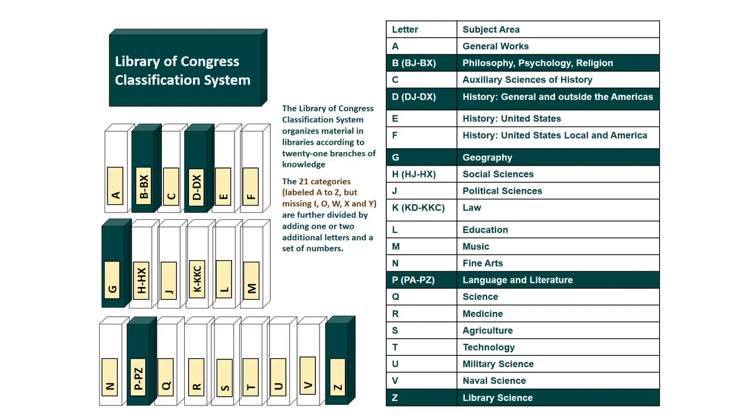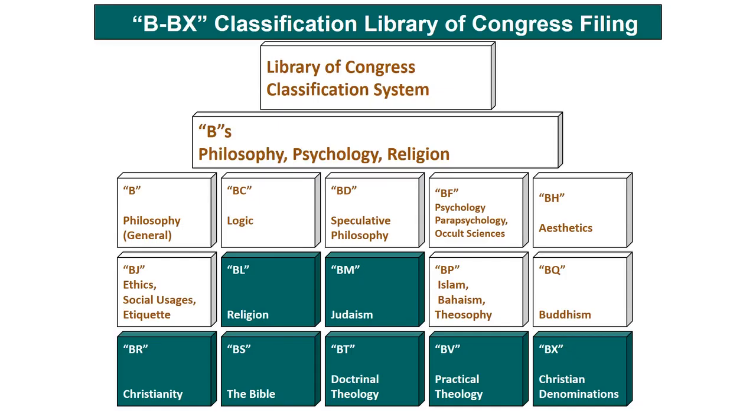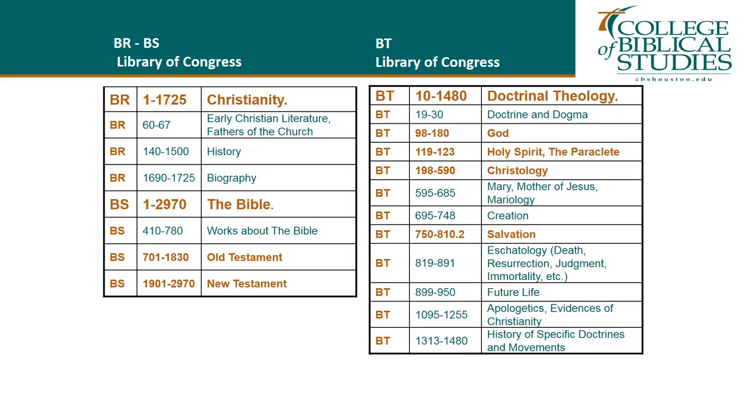Since you are a student at a Bible college, I would like to emphasize the call numbers that cover most of the Bible and theological topics that are required for most of your assignments. I highly encourage you to familiarize yourself with the classification numbers under the letter B, especially the ones that are highlighted on this slide. BL is religion, BM Judaism, BR Christianity, BS the Bible, BT Doctrinal Theology, BV Practical Theology, and BX Christian Denominations.